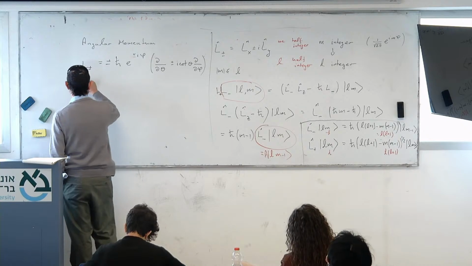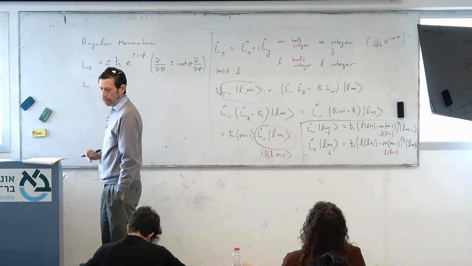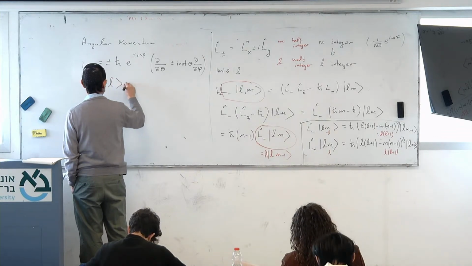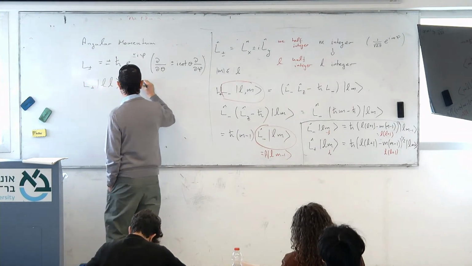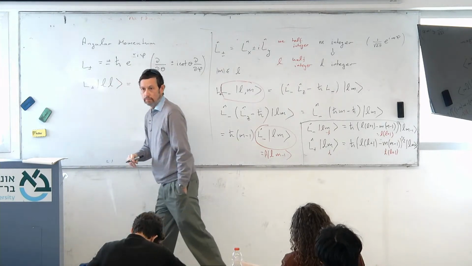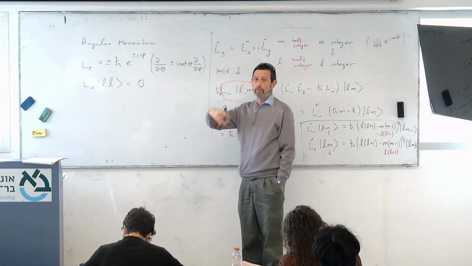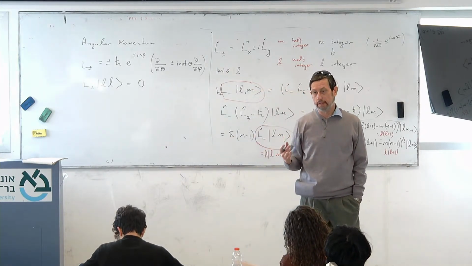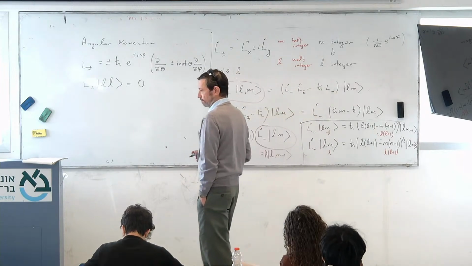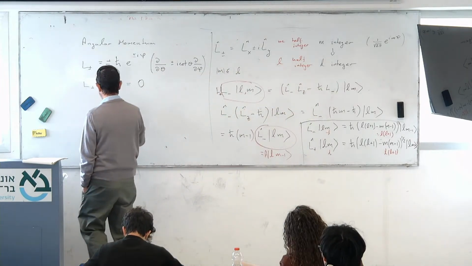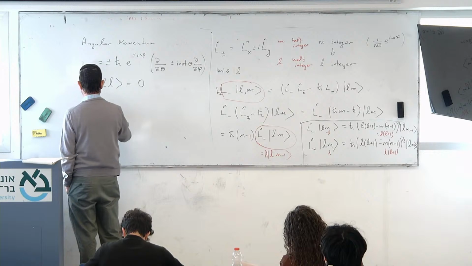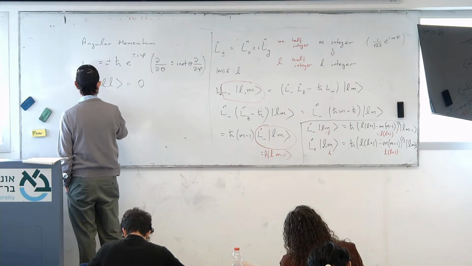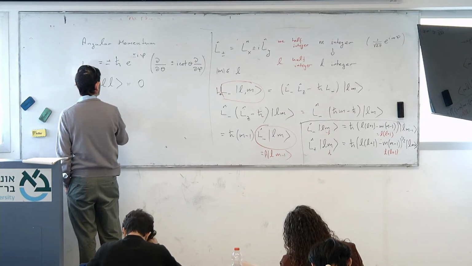And we know that trying to go one up from the LL state has to be 0. So I'm writing the equation.